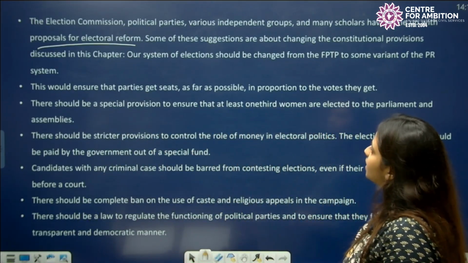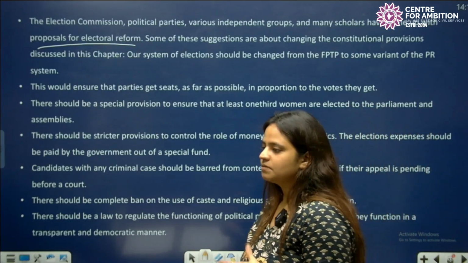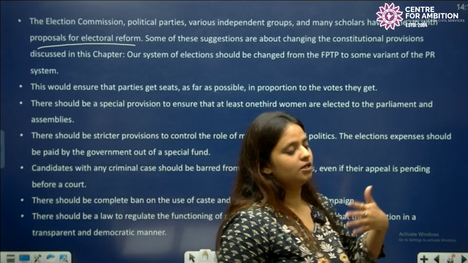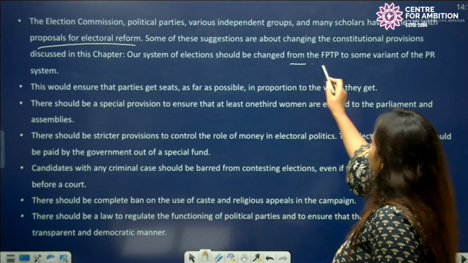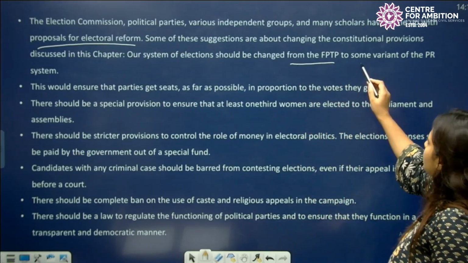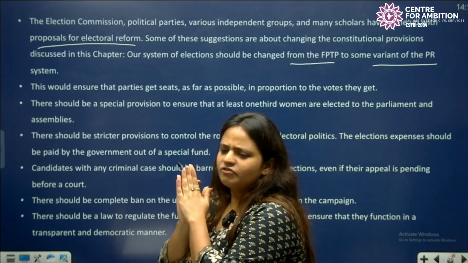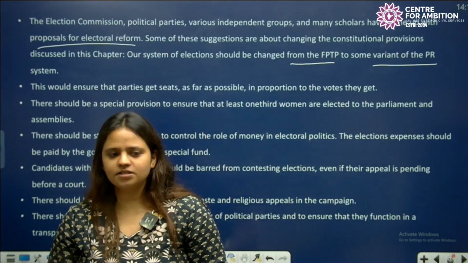So there are some electoral reforms. What does electoral reform mean? It means that there should be some changes in order to make it more flexible in nature. For example, some of the scholars say that the election system should be changed from FPTP to some variant of the PR system. Matlab, we should change the FPTP system also, and we should add some variant of the PR system also.